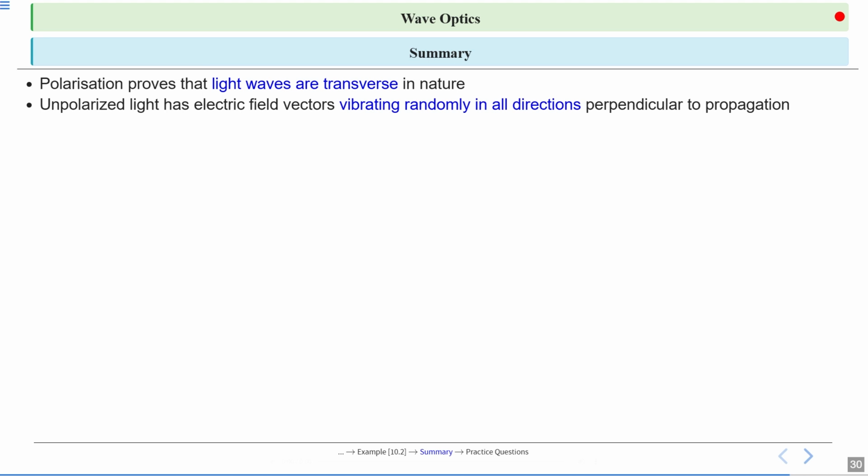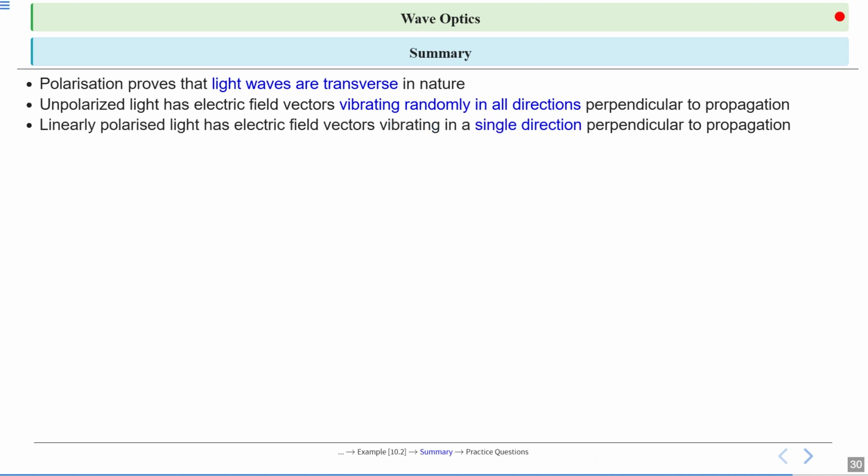Unpolarized light has electric field vectors that vibrate randomly in all directions perpendicular to the direction of propagation. This randomness is what makes unpolarized light different from polarized light, which we will discuss next. Linearly polarized light: in this case, the electric field vectors vibrate in a single direction perpendicular to the direction of propagation. This uniformity in direction is what characterizes polarized light and is essential for various optical applications.